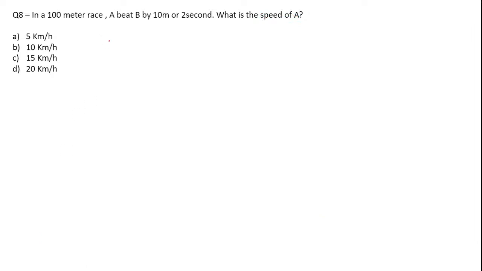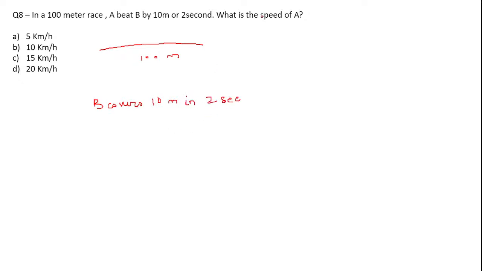So basically there is a race going on between A and B. This is a 100-meter race, and in the question it is given that A beats B by 10 meter or 2 seconds, correct? So B covers 10 meter in 2 seconds.